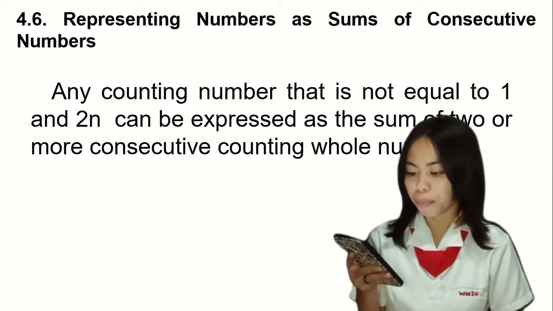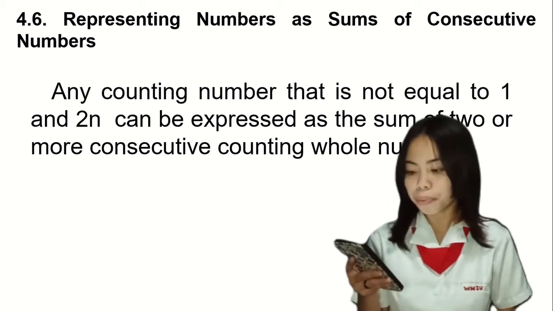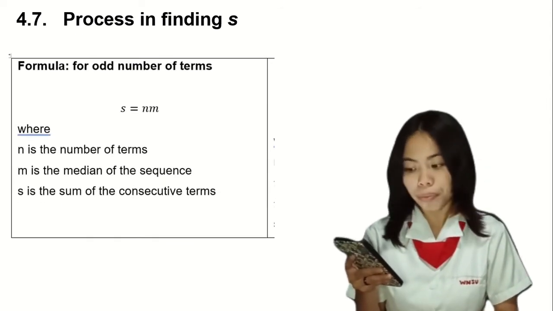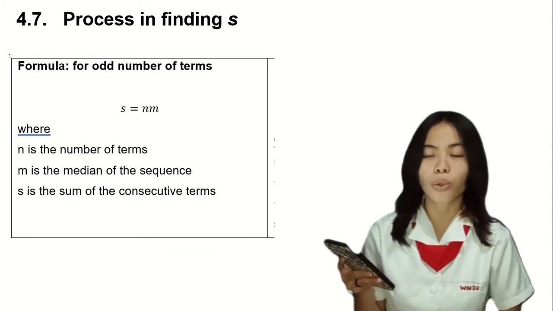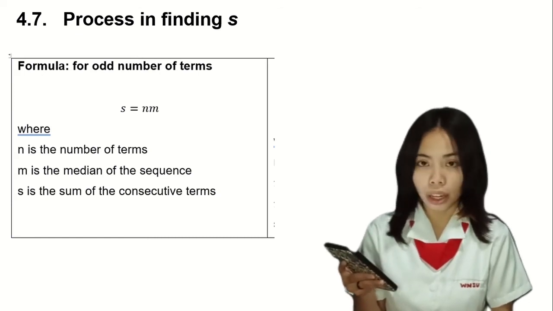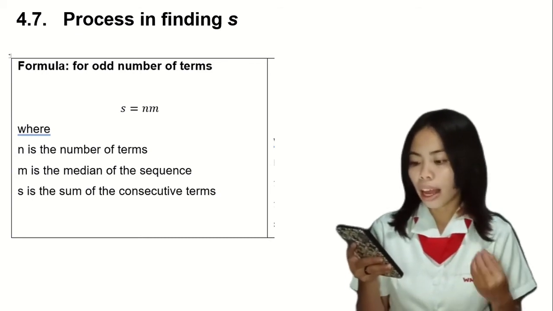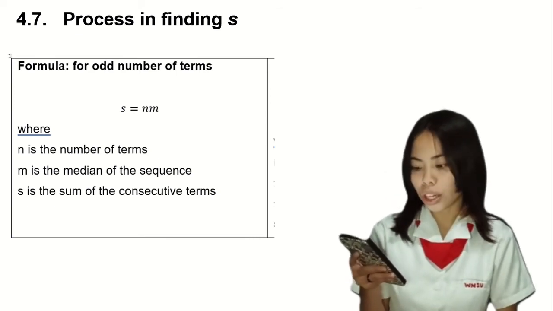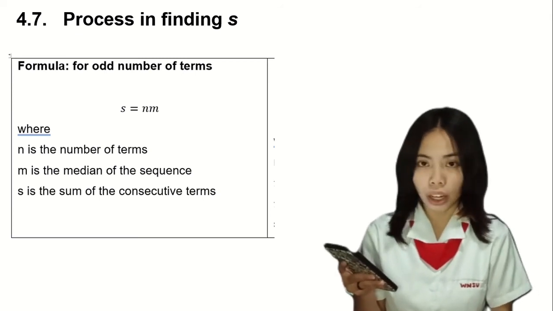as you can see in the table being given. For the process of finding S, which is our analysis 4.7, the formula for solving an odd number of terms is that S, which is the sum of consecutive terms, is equal to N, which is the number of terms, multiplied by M, which is the median of the sequence.